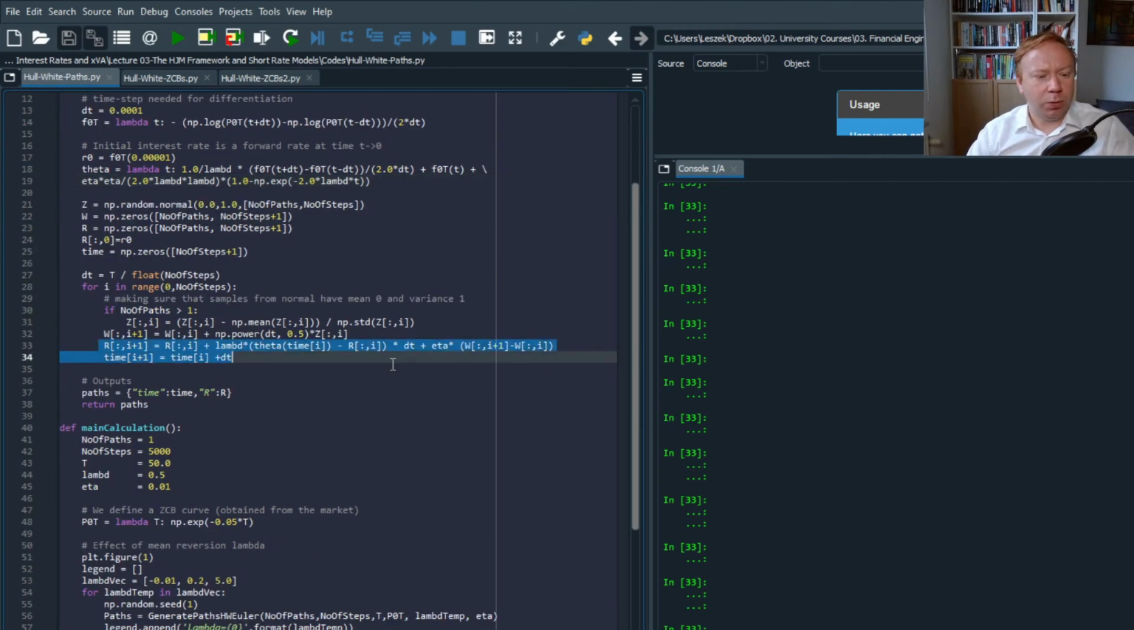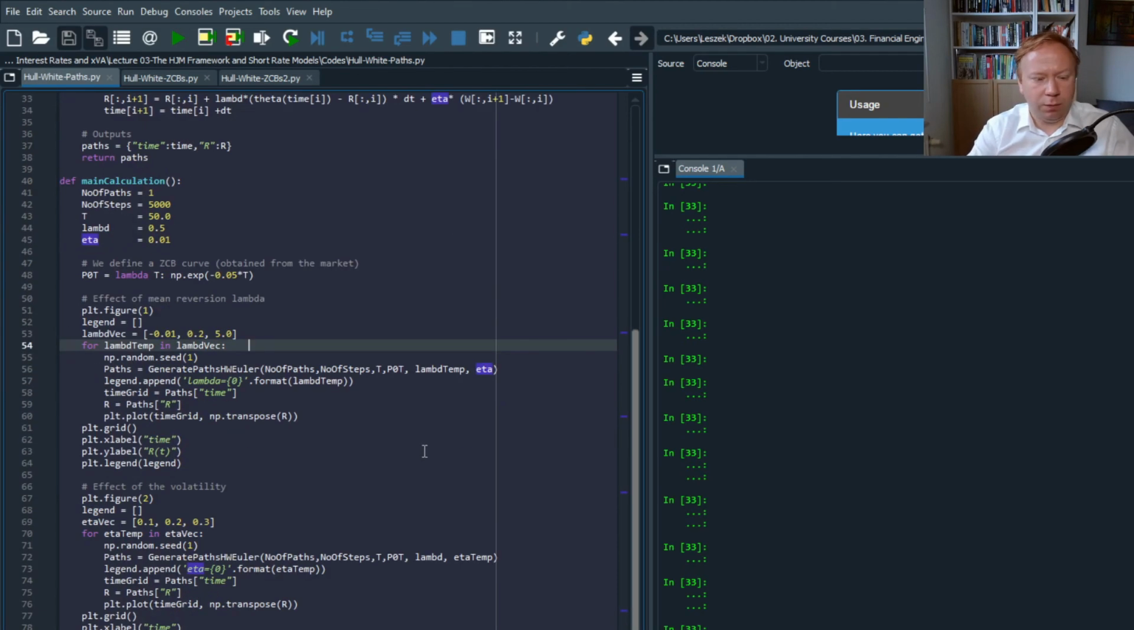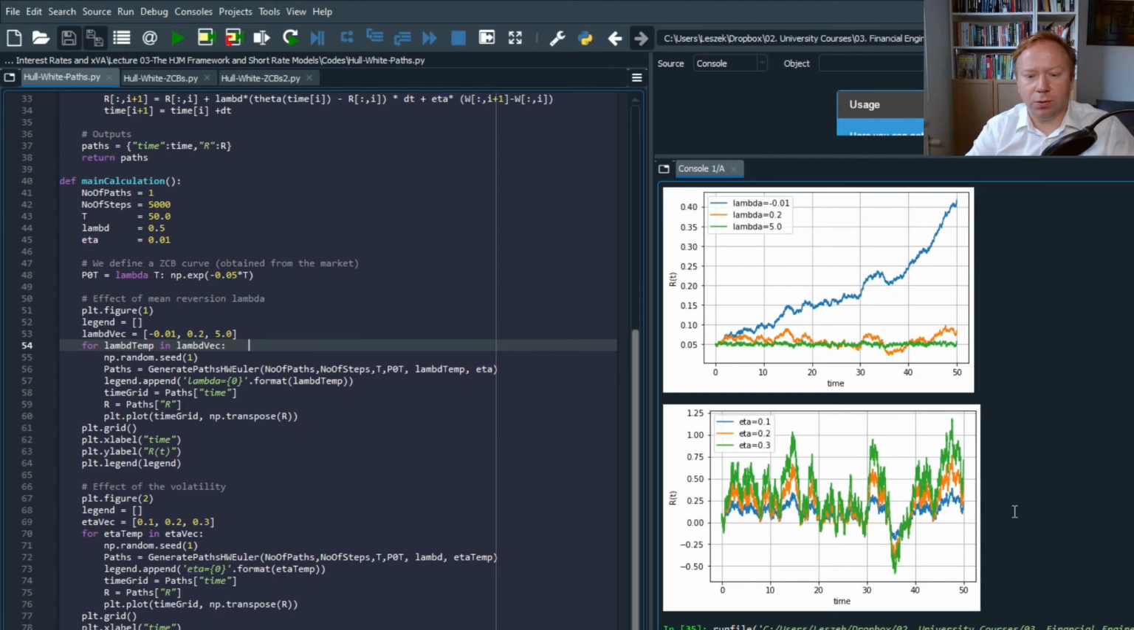And here we see we don't have any more flooring as we had for the CIR process. So here we just do Euler discretization, and we have volatility. Actually, I call it eta here, but in the slides it was sigma. And if we just run it, we see this impact of different mean reversion parameters and volatilities on your paths.